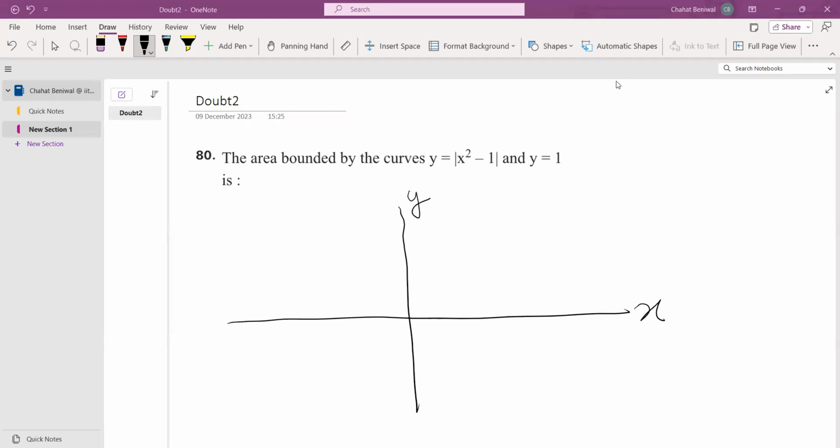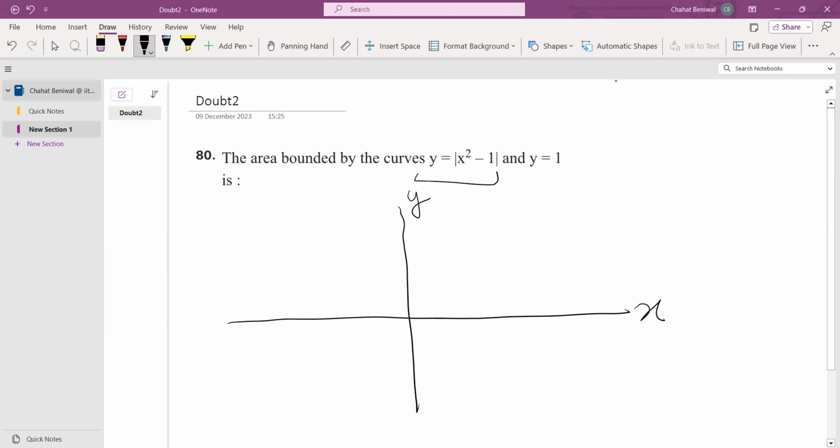So in this question, we have to find the area bounded by the given curves. So first we are having modulus of x square minus 1 and y is equal to 1. Okay, so firstly, how we're going to reach this graph, I'll show step by step.